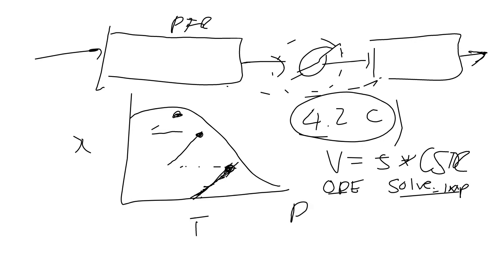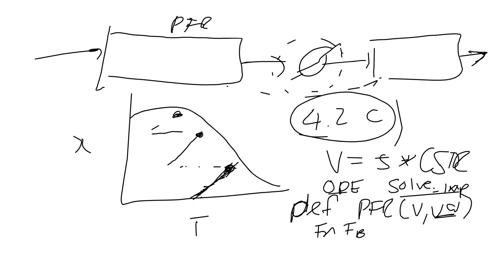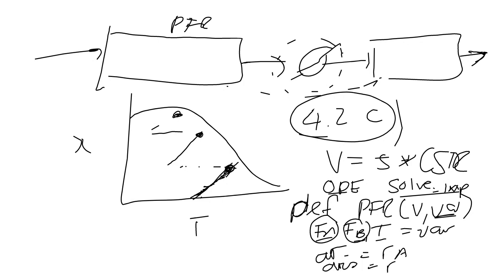Procedure: you're going to have to define your function and define your PFR, and you're going to have your independent variable and your variables. The variables will then be FA, FB, and the temperature. And you're going to have your differential equations for each of them. These two are just going to be equal to the rates. So dFA is simply going to be equal to RA, and dFB is going to be equal to RB, which you can relate, that is equal to minus RA.